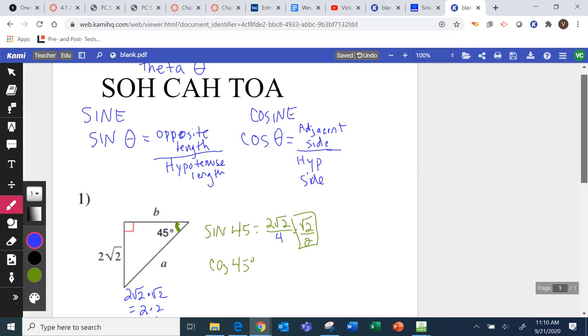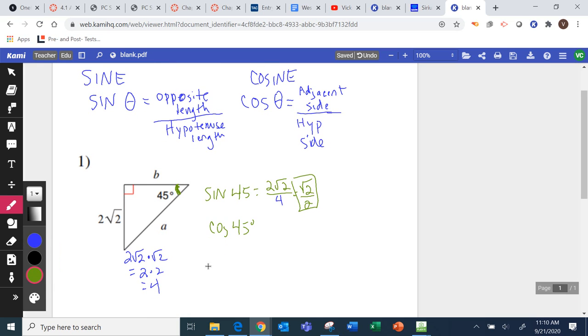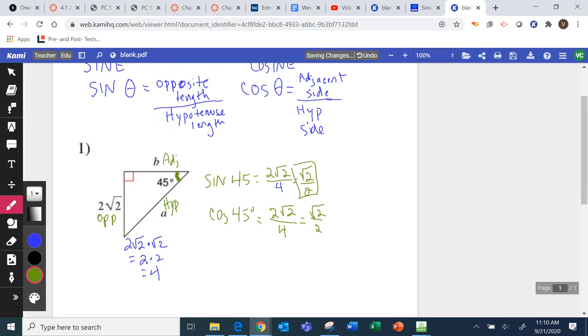The adjacent side in this picture is the side that is touching the angle, that forms the angle, but is not the hypotenuse. So the hypotenuse is A, and the adjacent side must be B. For cosine 45, we put the adjacent side, which is also 2 square root 2, over the hypotenuse, which is still 4. We reduce that to square root 2 over 2.